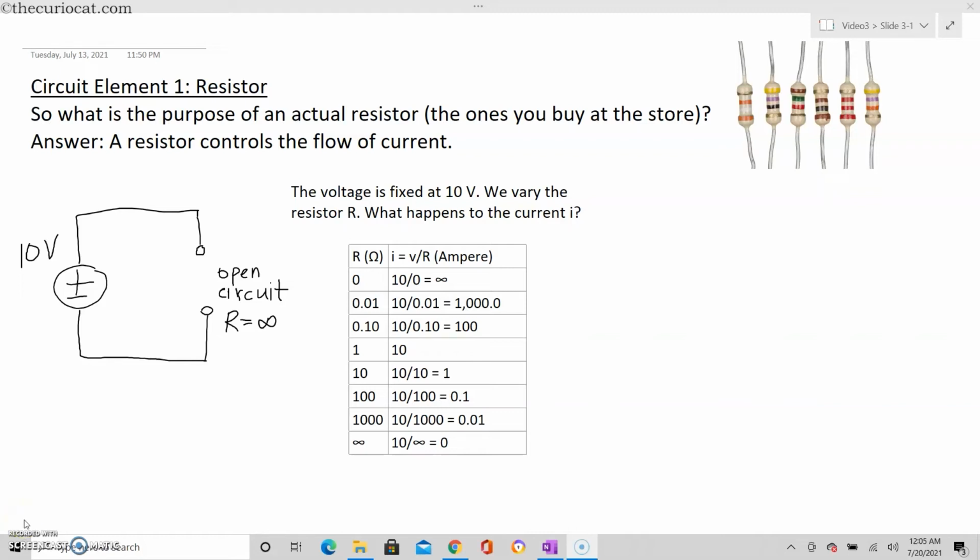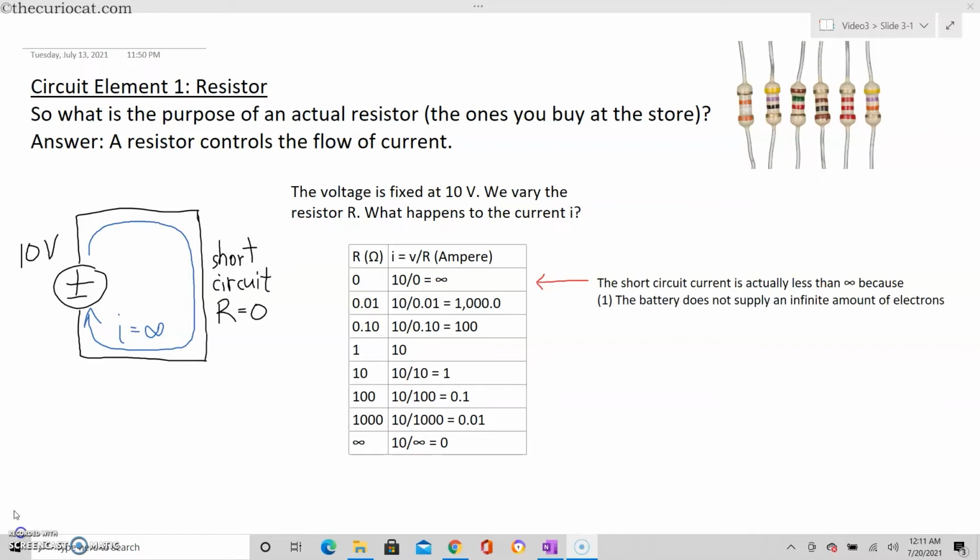In the very top row, you have the opposite situation. You have a resistance of 0, which creates a current of infinite. A resistance of 0 is called a short circuit and is represented by just a straight wire. However, in real life, the current is not actually infinite. It is less than that for 2 reasons. The first reason is that the battery does not supply an infinite amount of electrons. The second reason is that the wire itself possesses some small amount of resistance.